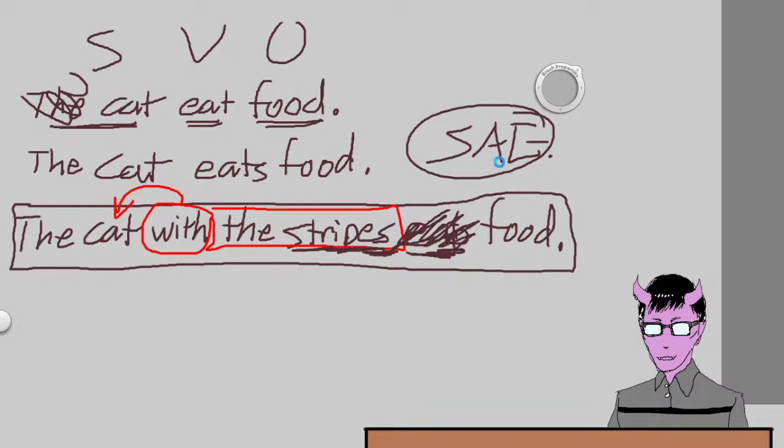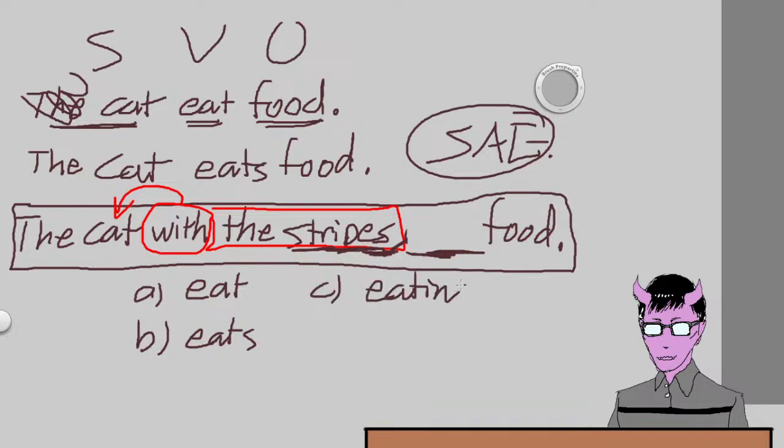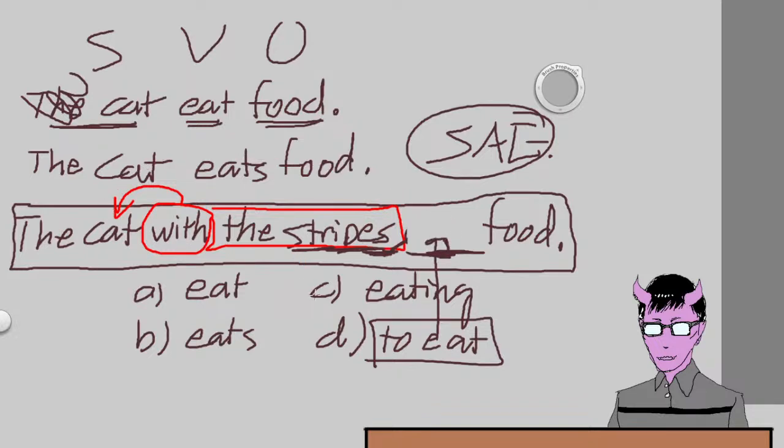So here is an example of a generic grammar test question, especially for some silly-ass test, okay? What word best goes in the underlined space? And then they might have option A is eat, and then option B is eats, and then option C is eating, option D is to eat. And this is basically an unconjugated, unmodified verb. So this one will never be placed right here for the subject. You don't say the cat to eat food.